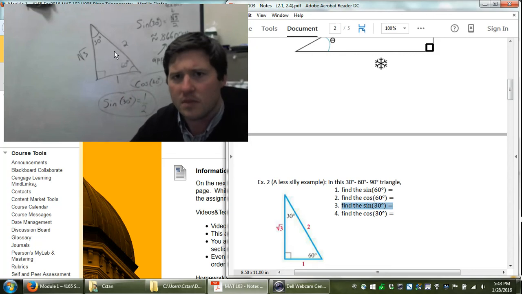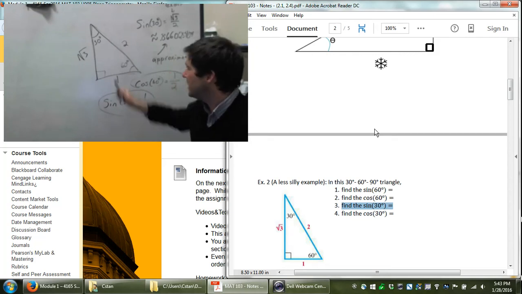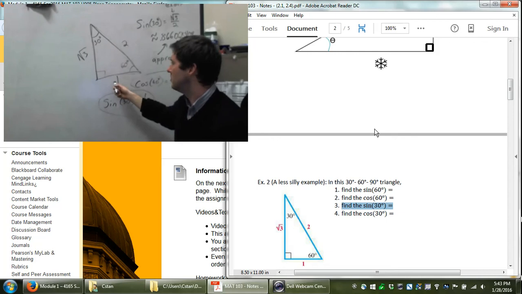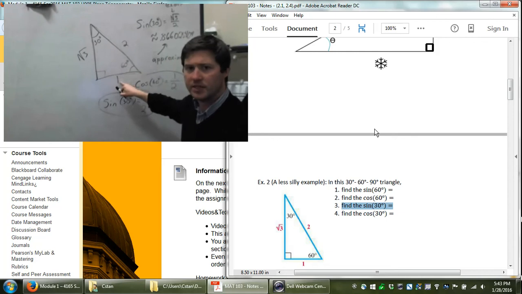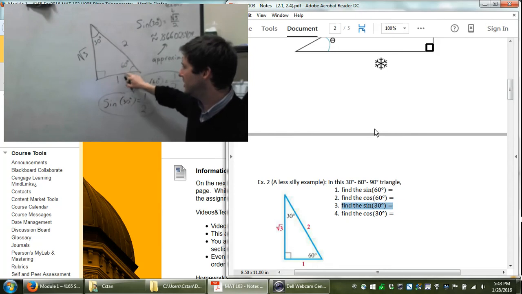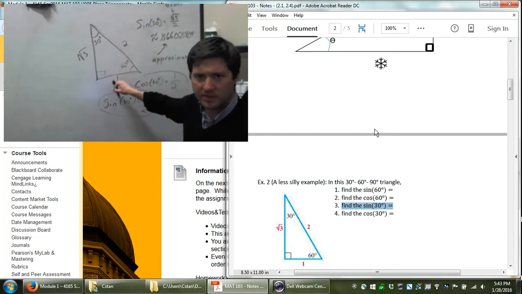My hypotenuse is going to be 2. So there we go. Now we've got the sine of 30. Now this is another relationship we'll see actually in this section. This has to do with cofunctions.